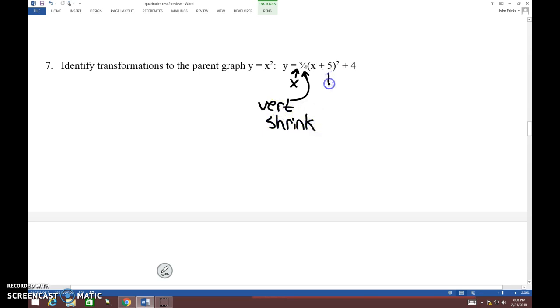The positive 5 that's in the parentheses, or the number that's in the parentheses, is always going to indicate if it's moving right or left. So since it's positive 5, it's going to move left 5 units. And then the positive 4 on the end always indicates if it moves up or down. So since it's positive 4, it moves up. So in this one, it just wants you to identify the transformations. So that's all you need to do in number 7.